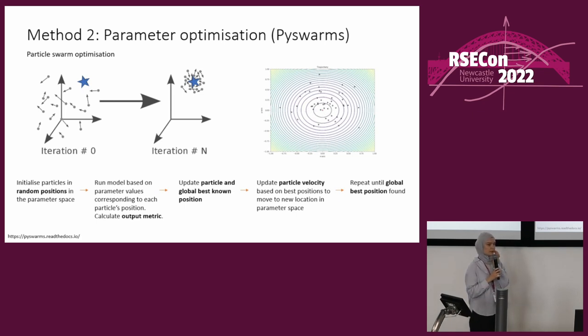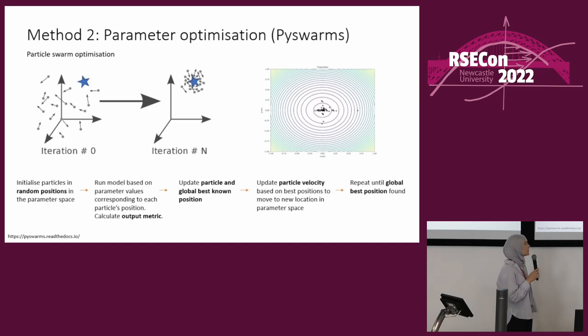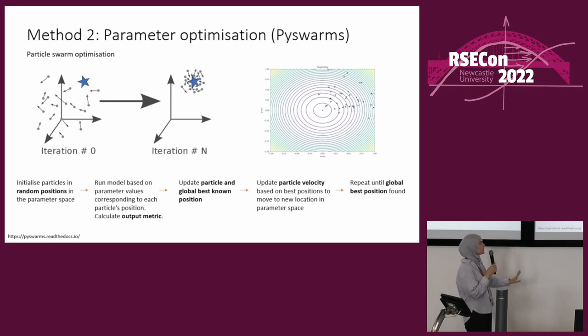In Python, this is a module available called Pyswarms. Again, I haven't checked if it's available in other languages, but it's based on a relatively simple algorithm. So if you really wanted to, you could code it up in a different language. Essentially, particle swarm optimization sets off something like 20 particles in the parameter space. They take an initial random position. The model runs for each of these particles, so whatever parameter values they're representing. The output metric is calculated, and then they all learn what their best position has been so far and what the global best position has been so far.